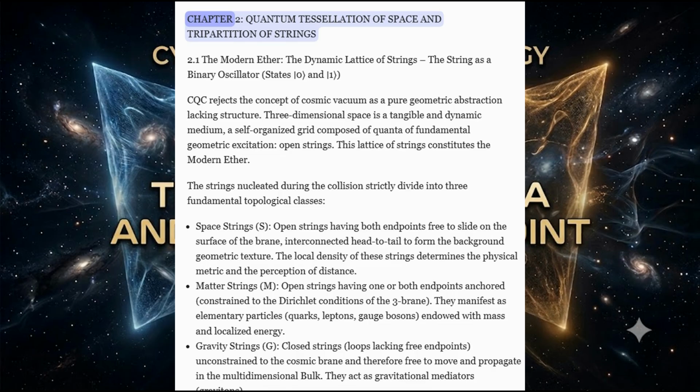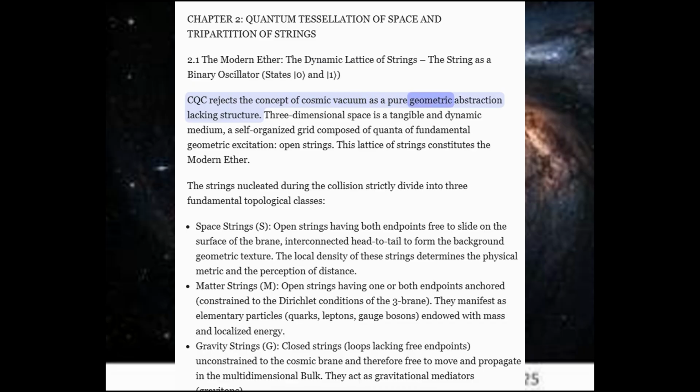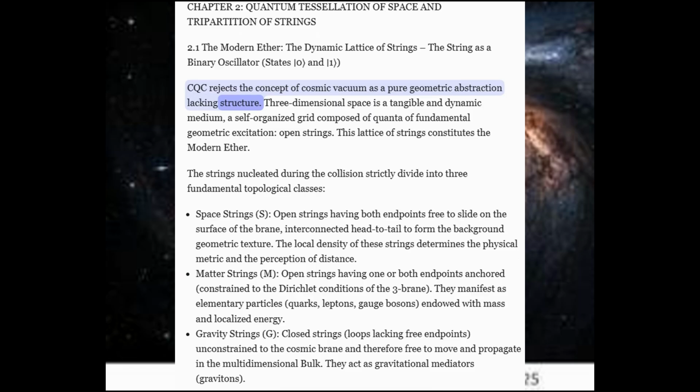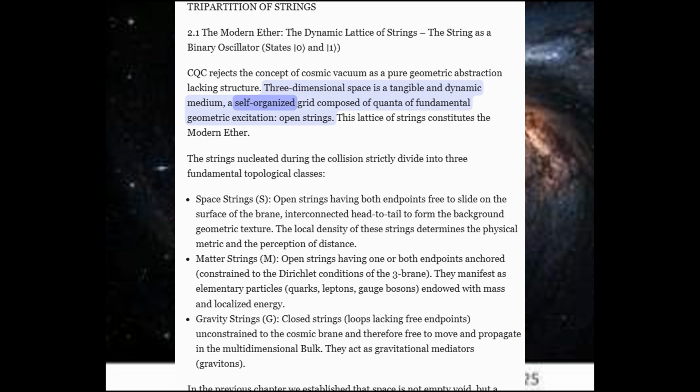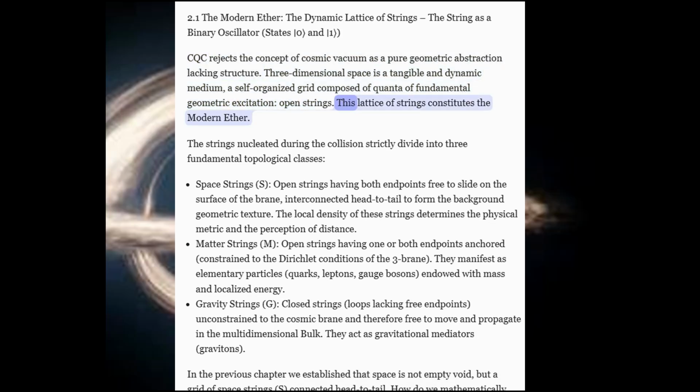Chapter 2. Quantum Tessellation of Space and Tripartition of Strings. 2.1. The Modern Ether, the Dynamic Lattice of Strings, the string as a binary oscillator. CQC rejects the concept of cosmic vacuum as a pure geometric abstraction lacking structure. Three-dimensional space is a tangible and dynamic medium, a self-organized grid composed of quanta of fundamental geometric excitation, open strings. This lattice of strings constitutes the modern ether.